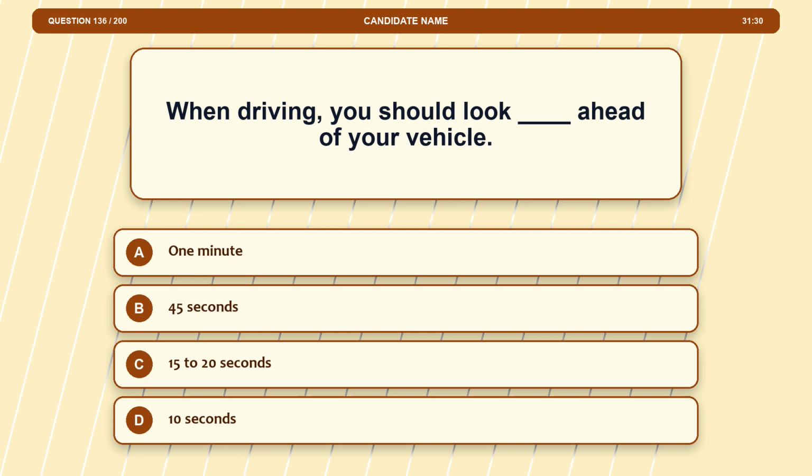Question 136. When driving, you should look blank ahead of your vehicle. Option A, 1 minute. Option B, 45 seconds. Option C, 15 to 20 seconds. Option D, 10 seconds.